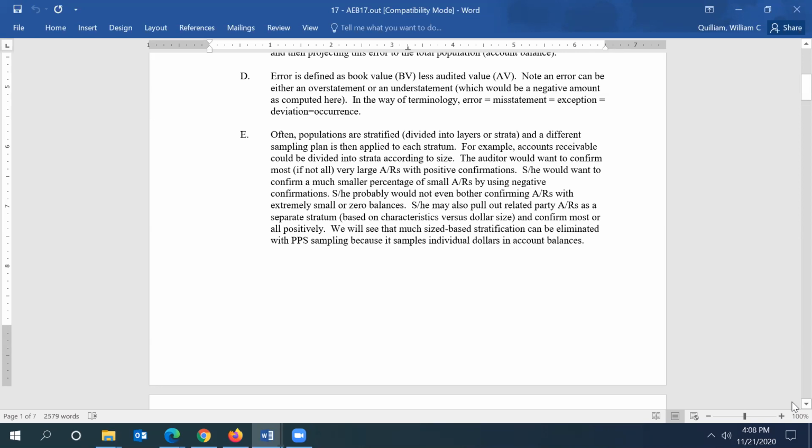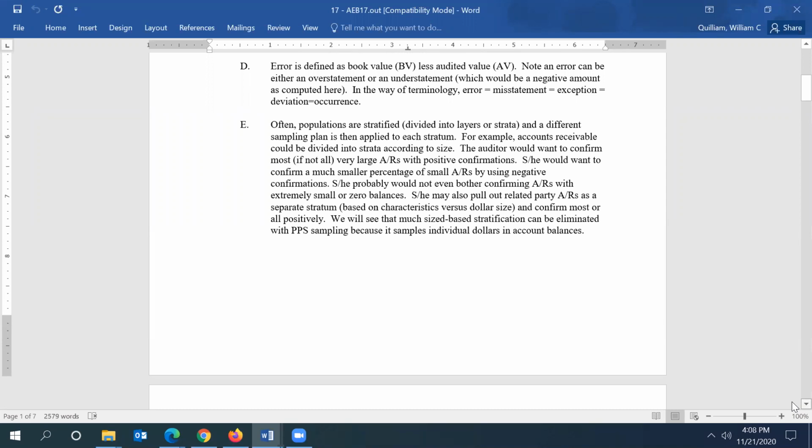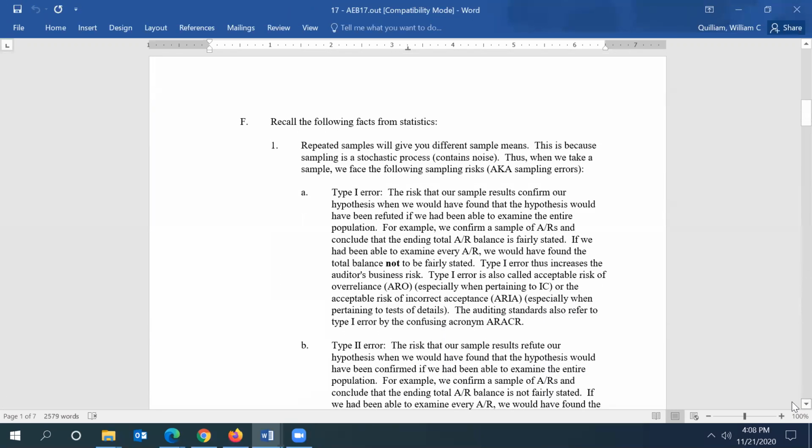And then the auditor probably would not want to bother confirming accounts receivable with relatively small or zero balances. He or she may also pull out related party accounts receivable as a separate stratum, based on characteristics instead of dollar size. We can do that and confirm most, maybe even all, with positive confirmations because they're very high risk and they're worth it. And we will see that much size-based stratification can be eliminated with PPS sampling because it has a neat trick. It's going to sample individual dollars in account balances. And again, I will show you. It's a neat little way of doing things.